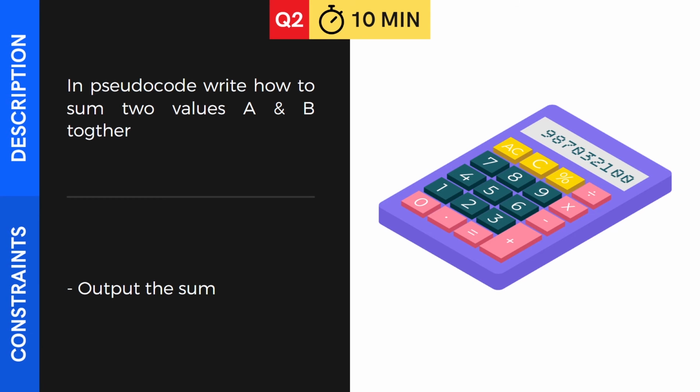Now that you have had an attempt, you should have gotten the hang of it. Time for another question. For this question, in pseudocode, write how to sum two values A and B together, ensuring you print the calculated sum. Once again, go ahead and pause the video. Once you have finished attempting the question, go ahead and resume the video where we'll be discussing the solution to the question.